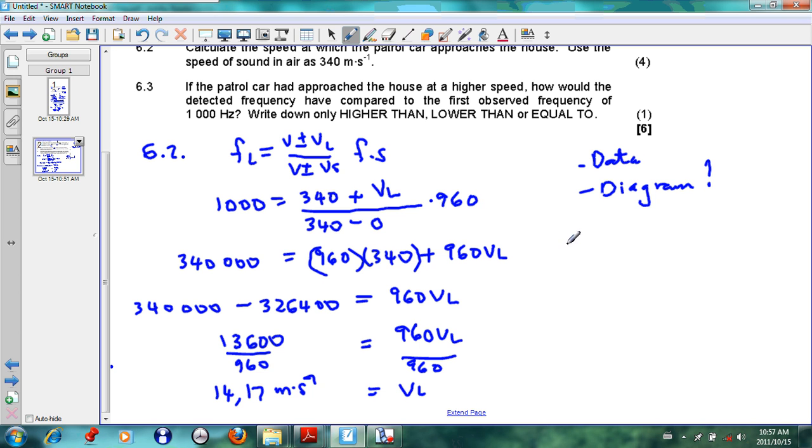Now, if you look at 6.3, it says if the patrol car had approached the house at a higher speed, how would the detected frequency have compared to the first observed frequency of 1000 Hertz? Write down only higher than, lower than, or equal to. So if you are approaching at a higher speed, basically you will receive the wave crests at a higher rate. You will receive them quicker, so the frequency will be higher then.